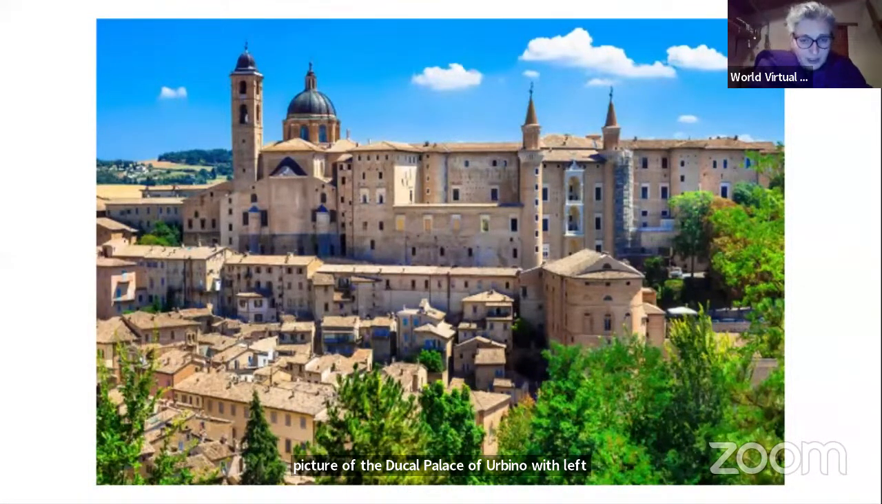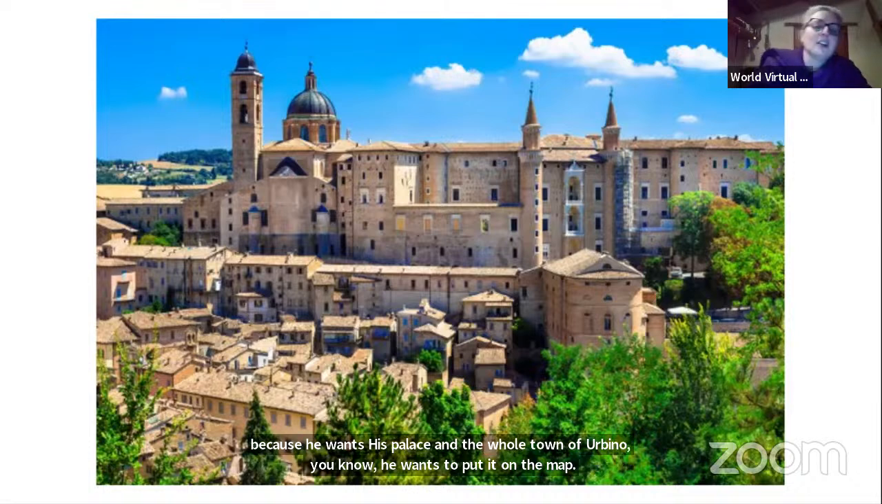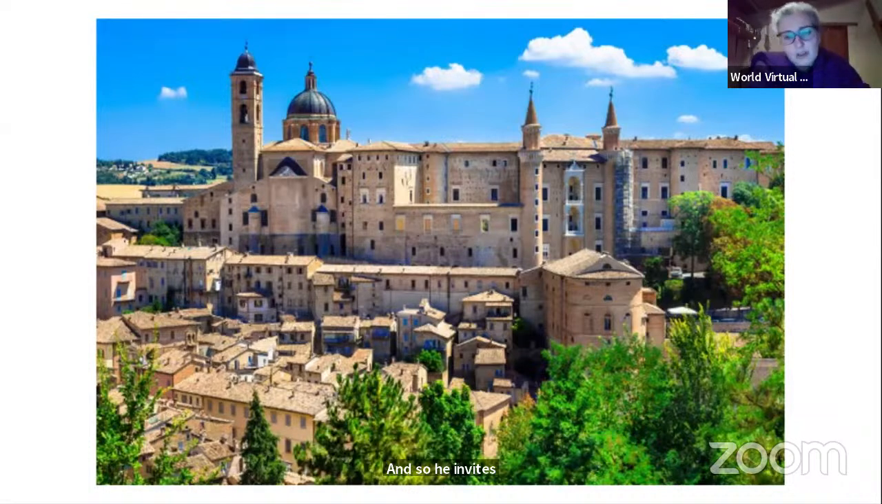Now, Federico da Montefeltro, when he is first count of Urbino, he will start to build a huge palace. And not just because he wanted something big, but also because he needs a lot of space, because he wants his palace and the whole town of Urbino to be put on the map. And so he invites architects, artists, he invites poets. I mean, he wants to make an ideal Renaissance court.